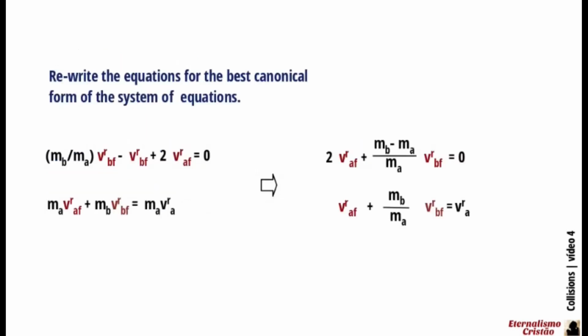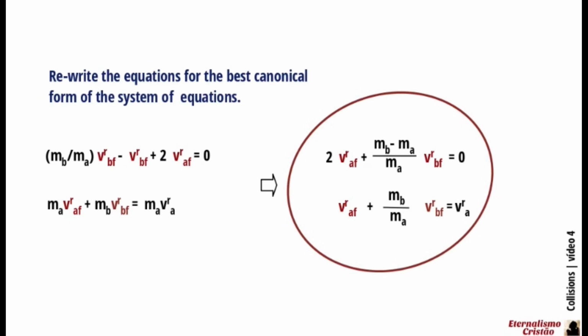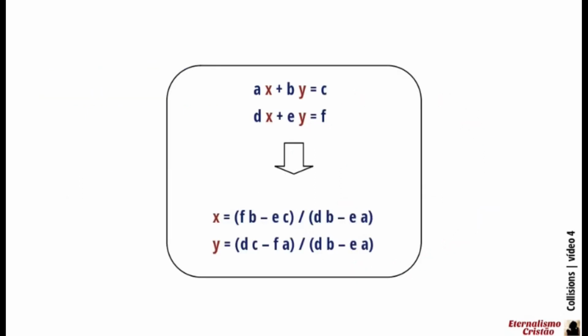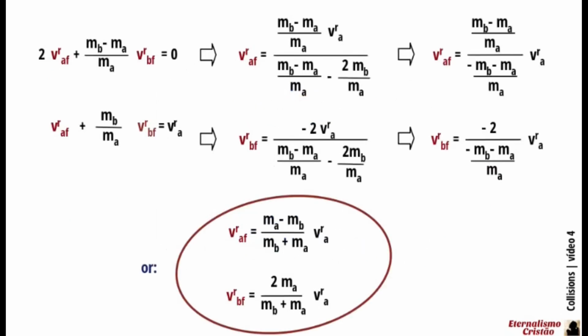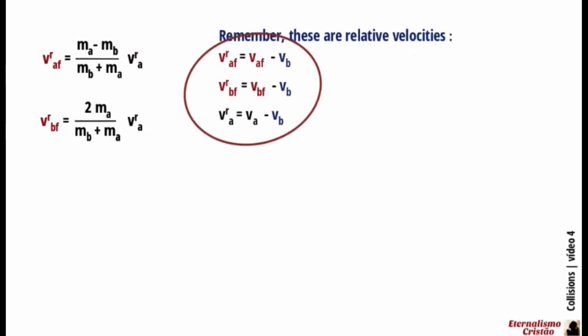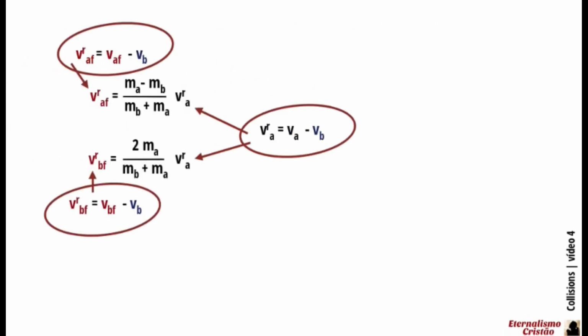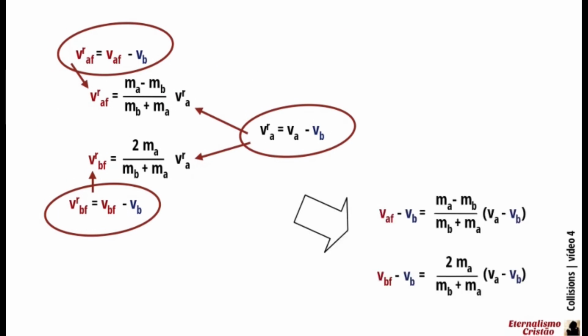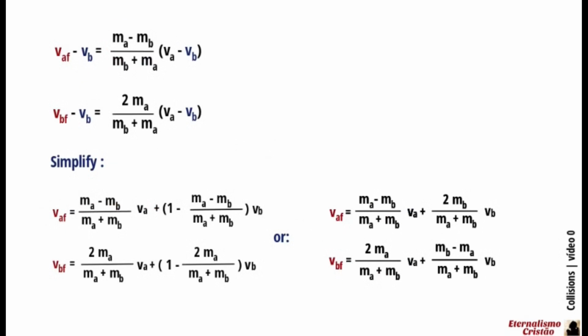Rewrite the equations in the best canonical form for the system of equations. Solve the system of equations. You can use the known algorithm. Remember, we are dealing with relative velocities. Substitute the relative velocities by their meaning. Simplify and you are done.